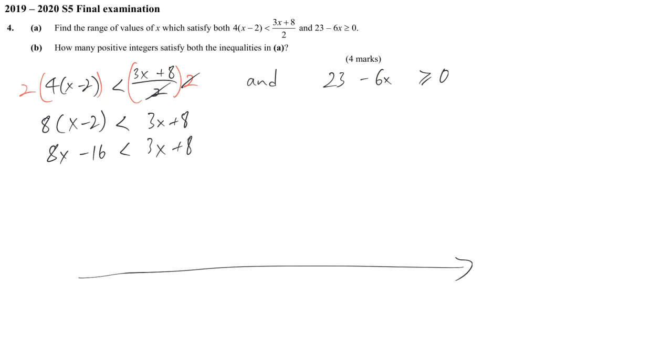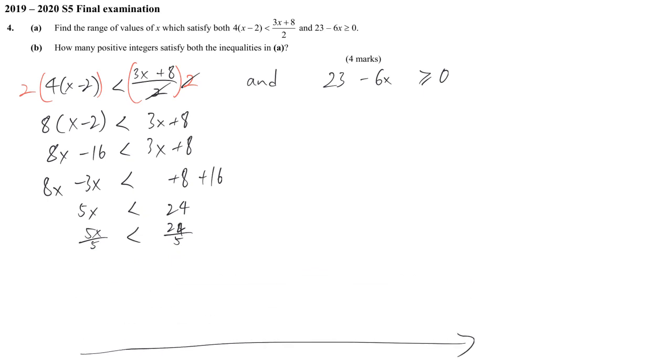And I want to group all x together, that's why both sides minus 3x and both sides plus 16. We get 5x is smaller than 24. Afterward, I want x only, so divide both sides by 5. And because I divide both sides by a positive value, it won't trigger a change, it's still the same direction. So x itself is smaller than 24 over 5. That means x is smaller than 4.8.